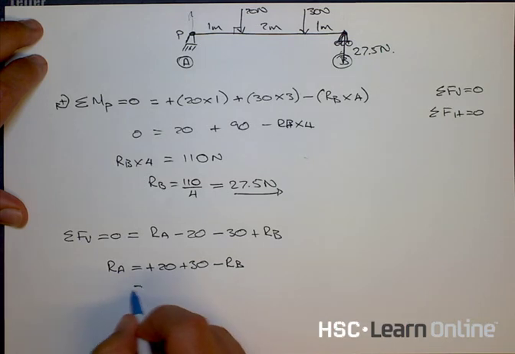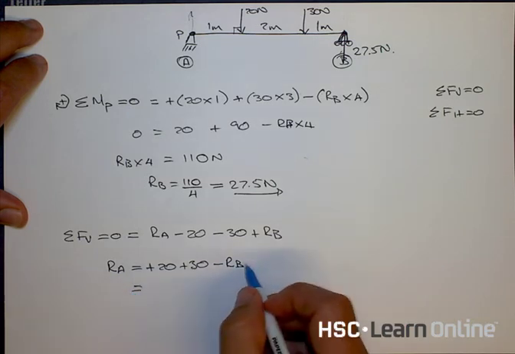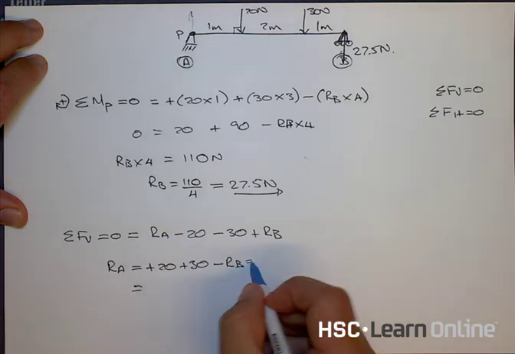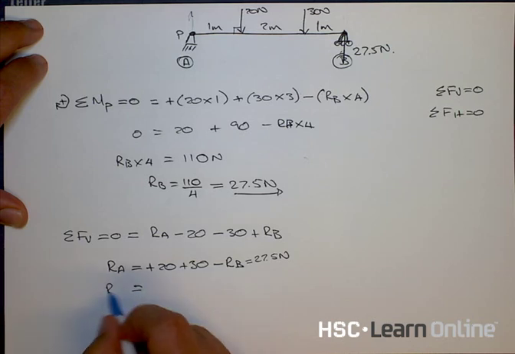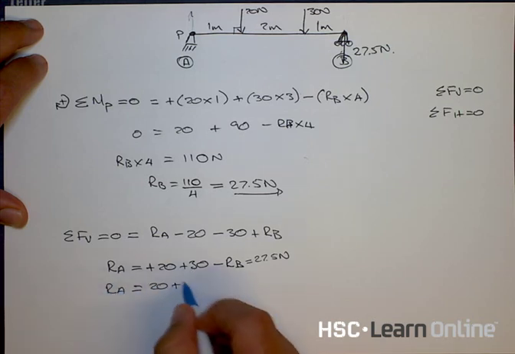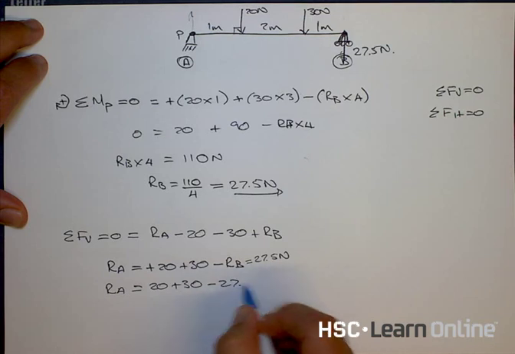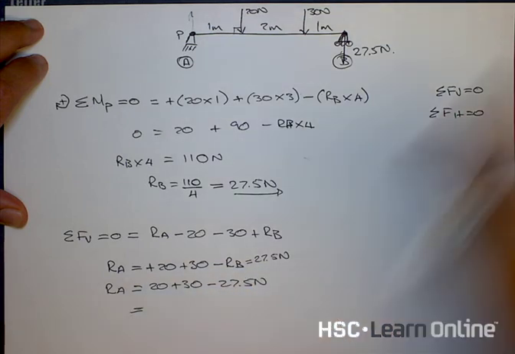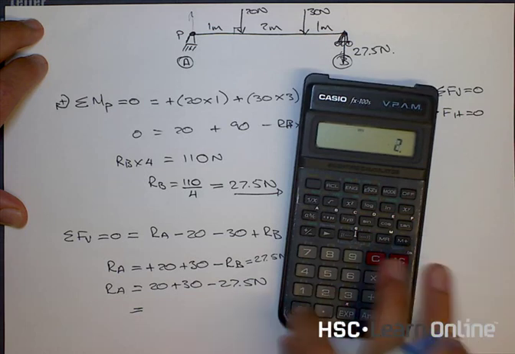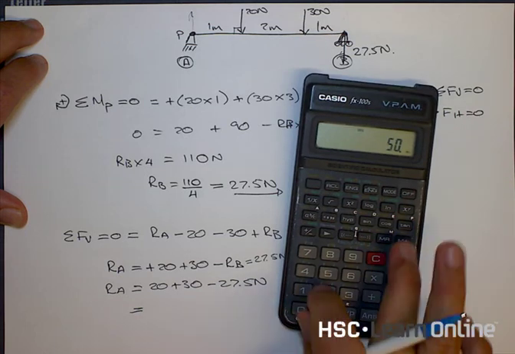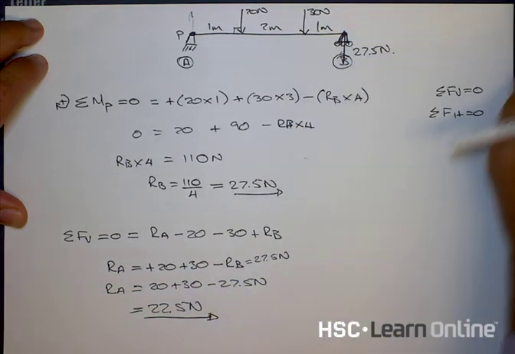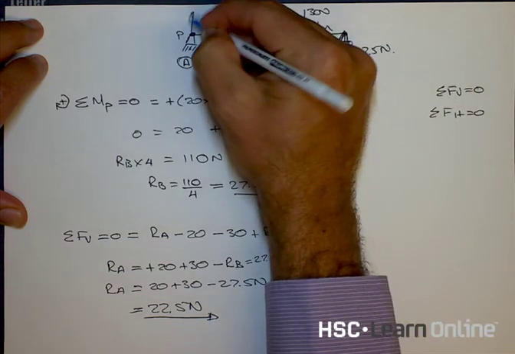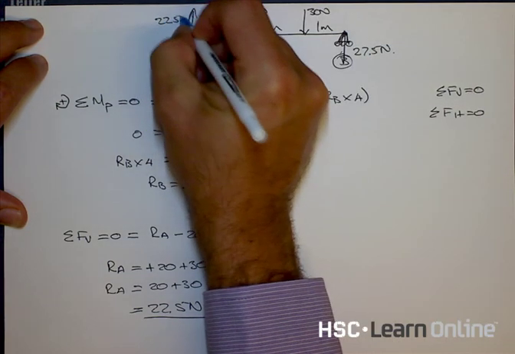And so what we see is that RB is equal to 27.5 newtons, so we can say RA is equal to 20 plus 30 minus 27.5 newtons. And let's do that in our calculator. 20 plus 30 is 50, minus 27.5 equals 22.5 newtons. So what we see here is that the reaction force over here is 22.5 newtons.